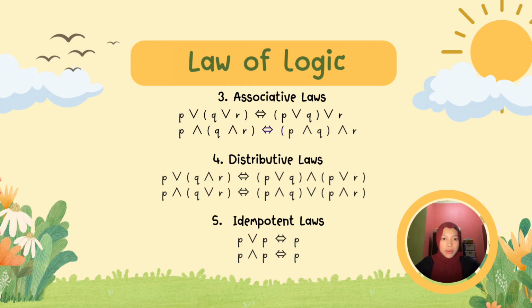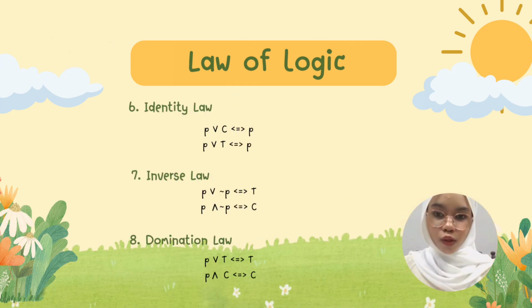Moreover, we have idempotent law. This one is very straightforward and simple. It's about repetition. It states that P or P will always give you P, likewise P and P will always give you P. In other words, repeating the same terms doesn't change the outcome. More about laws of logic.